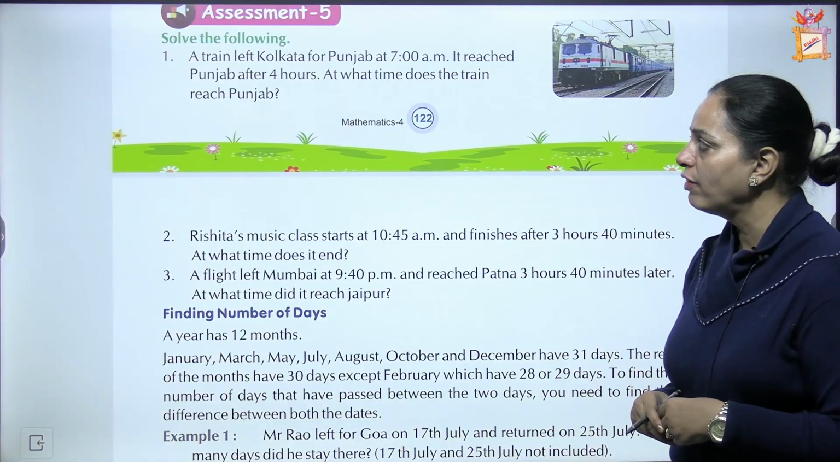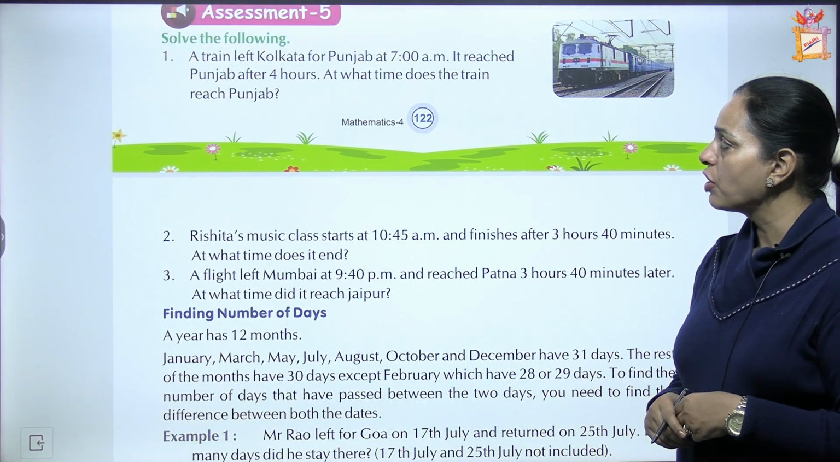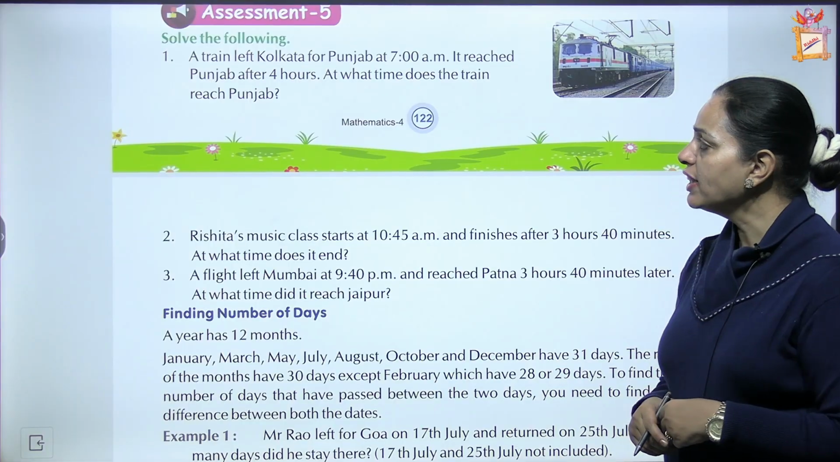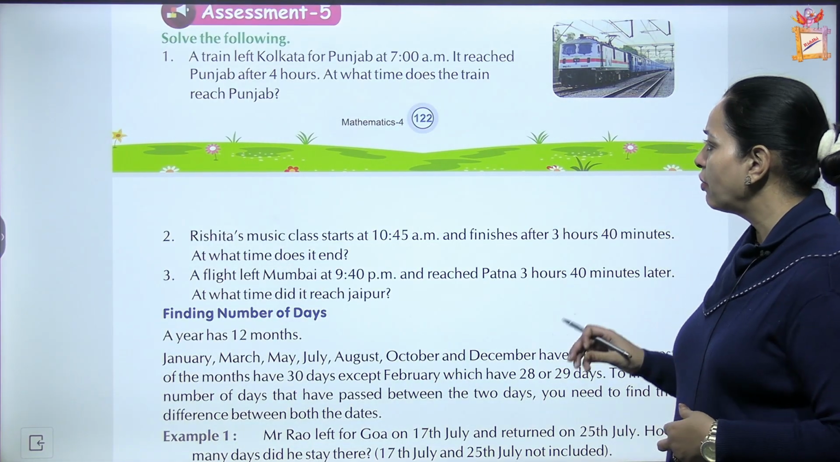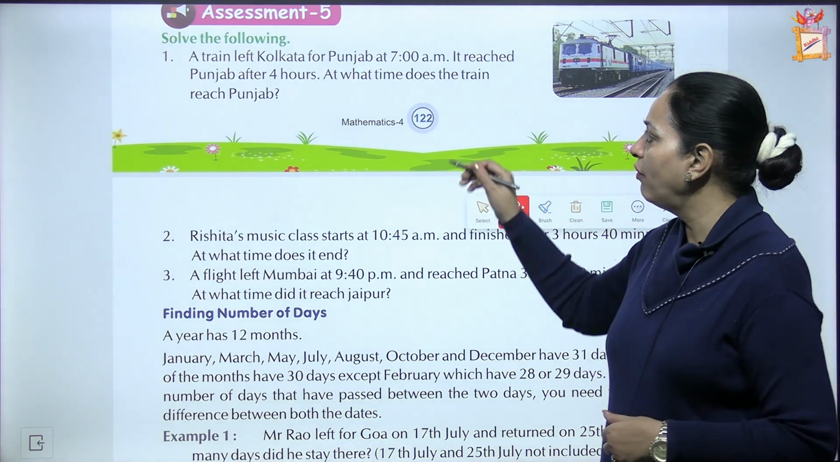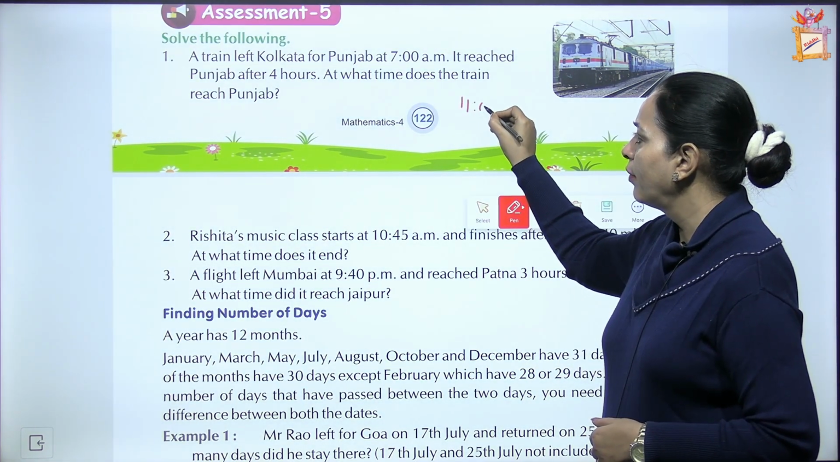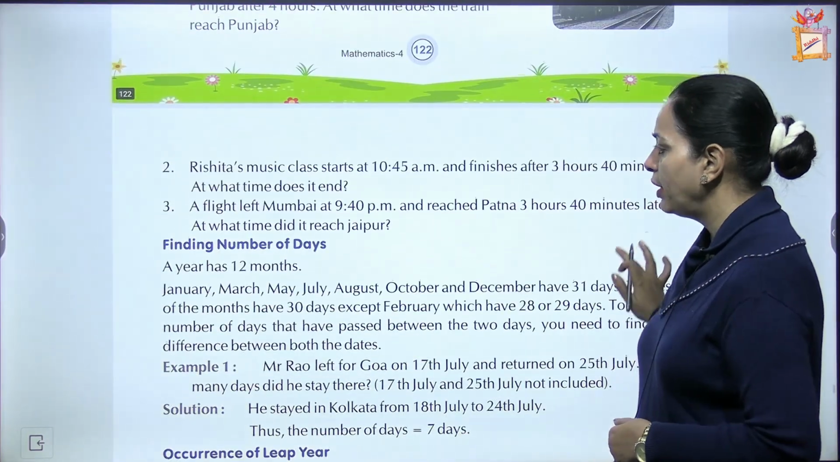Now assessment 5. Solve these questions. The first one. A train left Kolkata for Punjab at 7 AM. It reached Punjab after 4 hours. So at what time does the train reach Punjab? So 7 plus 4, 11 AM. 11 AM. Similarly, you can try remaining parts.